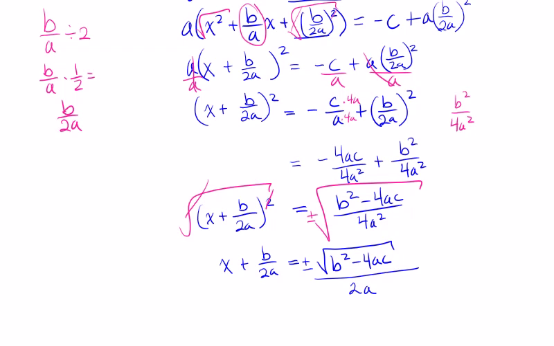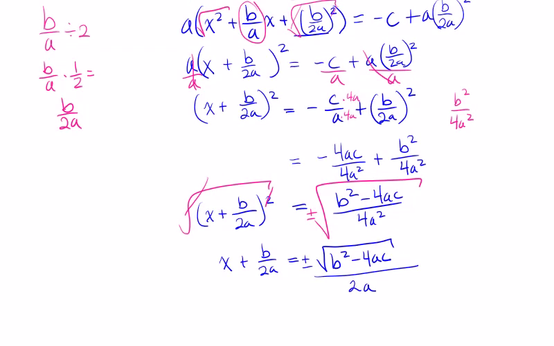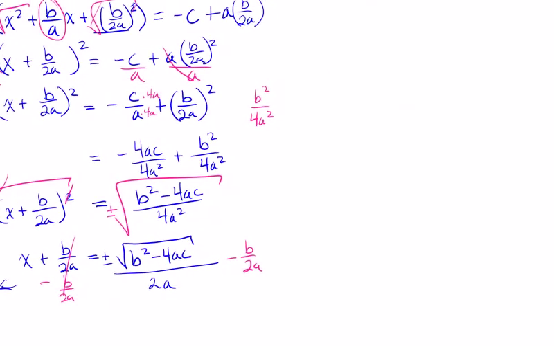All right, so now I'm going to subtract. To get x by itself, I want to subtract b over 2a. And so I'm going to have to come over here, ran out of real estate. Oh, maybe I can come this way. Okay, so then I have x all by itself now, and then I'm going to put the negative b over 2a in the front, plus or minus square root of b squared minus 4ac all over 2a.